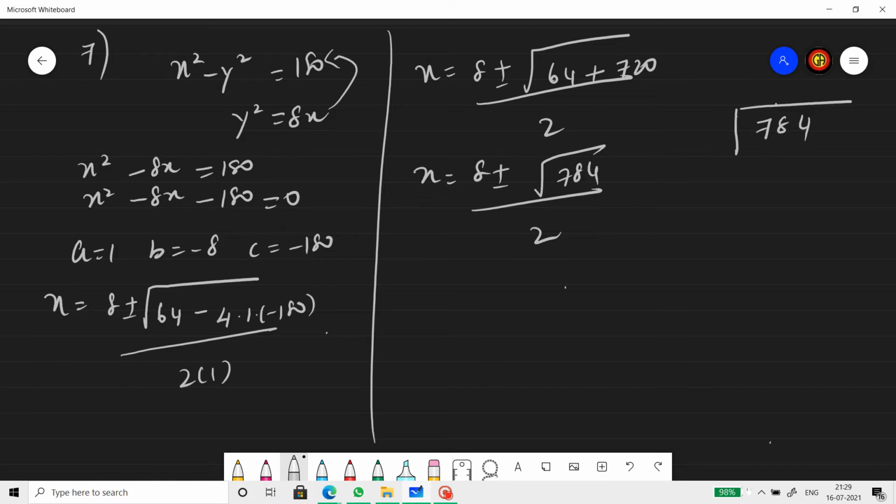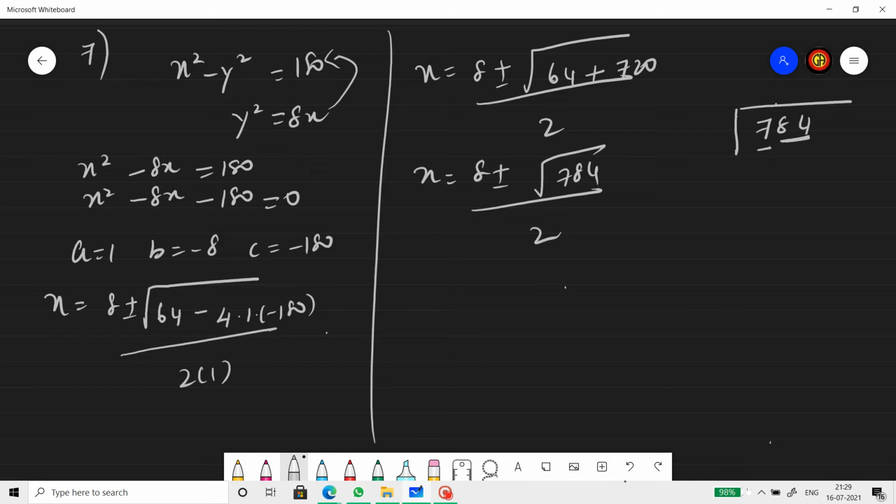In order to find the square root of a number, group the number into two-digit terms from the right towards the left. 784 is actually a square number, but still I want to show you the square root process. So 84 is one term and then 7. Now the first digit is 7.